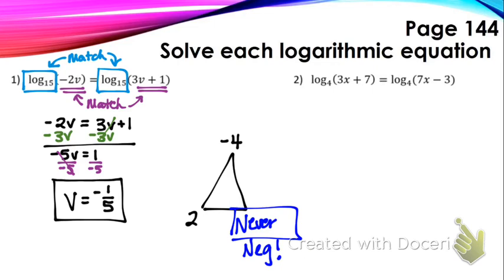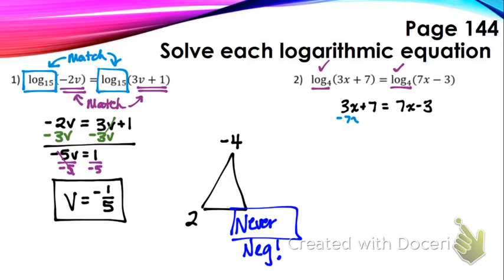Let's look at number 2 real quick. What do you notice about those 2 logs on either side? Same base. So what does that mean about their 2 arguments? They're going to be the same. So 3x plus 7 equals 7x minus 3. What would I do with it from there?